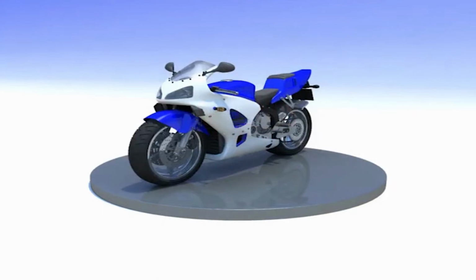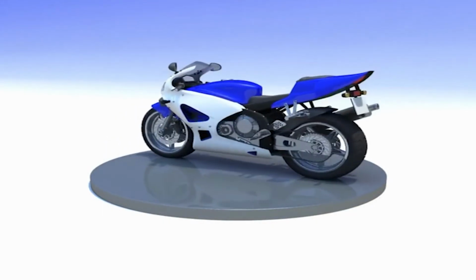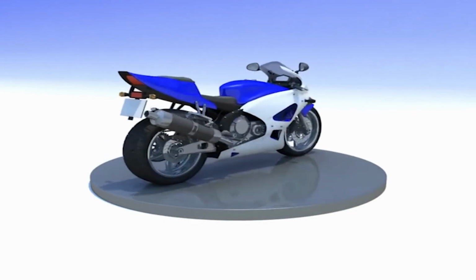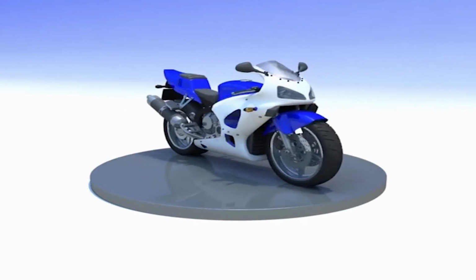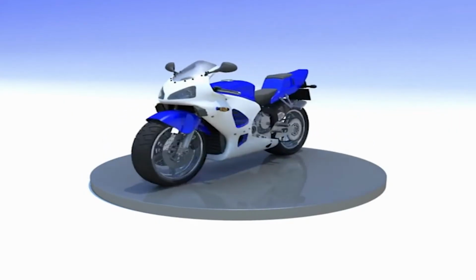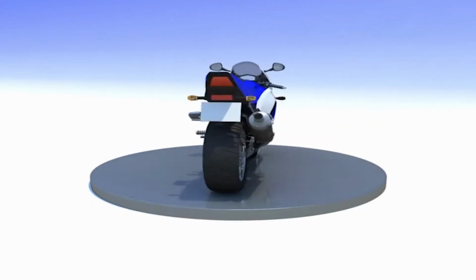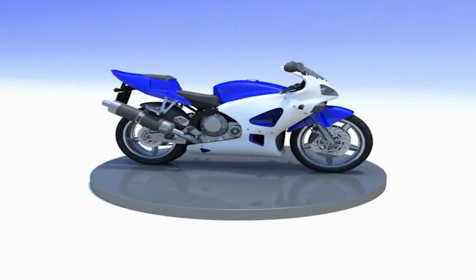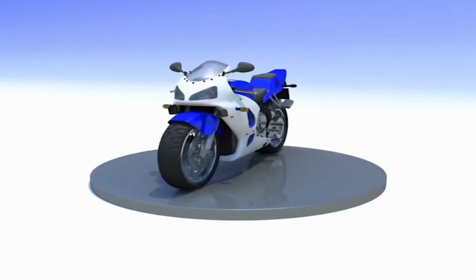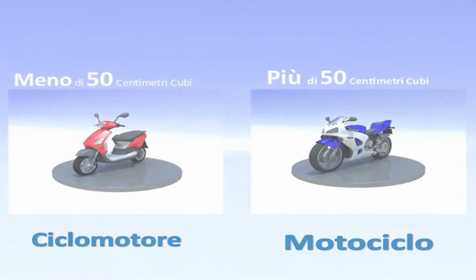Motorcycles are 2-wheeled vehicles that have a displacement greater than 50 cubic centimeters. Unlike mopeds, they can be equipped with manual or automatic transmission and are subject to periodic technical inspection 4 years after the first registration and every 2 years thereafter.